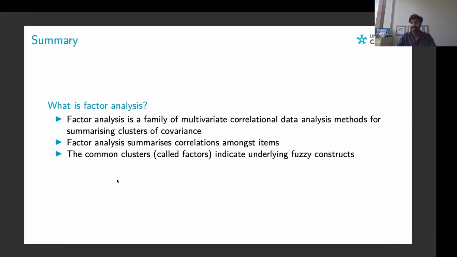So that's everything for today. What is factor analysis is really what we covered. So it's a family of multivariate correlational data analysis methods for summarizing clusters of covariance. That's the fancy term. Really, it summarizes the correlations amongst variables or items in a survey, but I've given you examples where it can be used in other contexts as well, like in genetics analysis. The common clusters called factors. They indicate underlying fuzzy constructs. So they allow you to measure some construct that's there within the data.